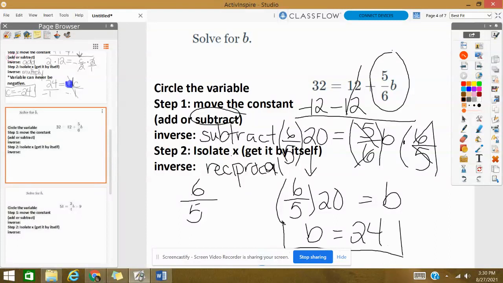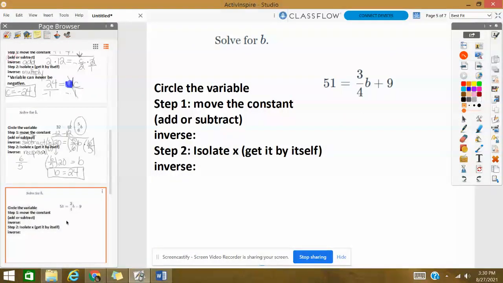So again, these examples I'm modeling are going to be labeled as two-step equations 3, or as multi-step equations 3, depending on which group you are in. Now let's keep going. Let's look at the next example. So again, this is still having a fractional coefficient. So I have 51 is equal to 3 over 4b plus 9.